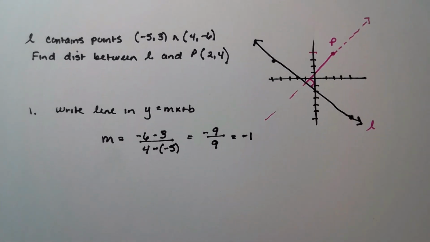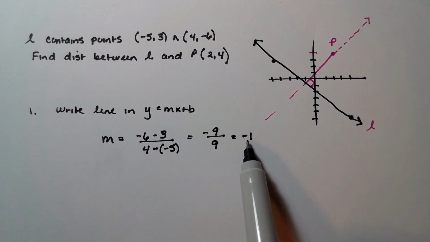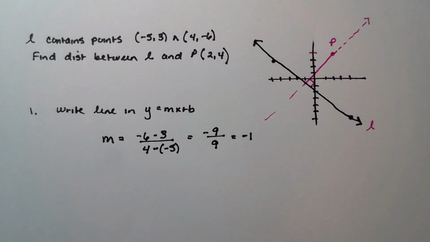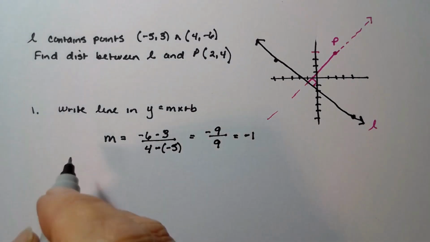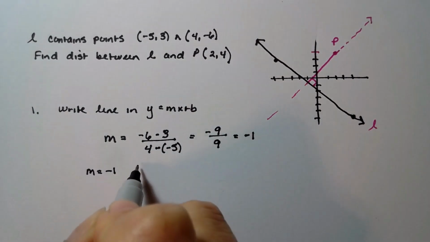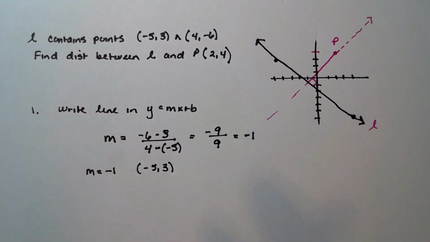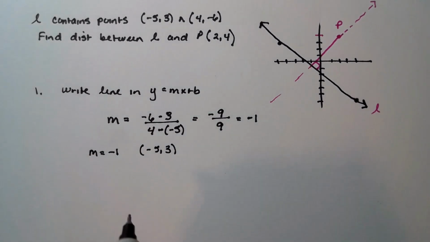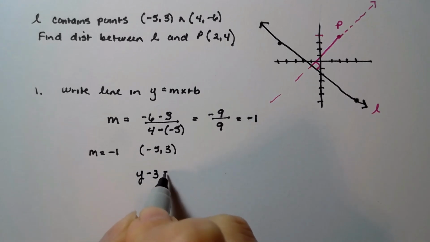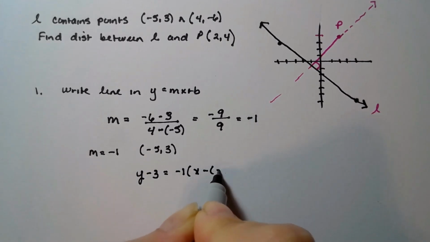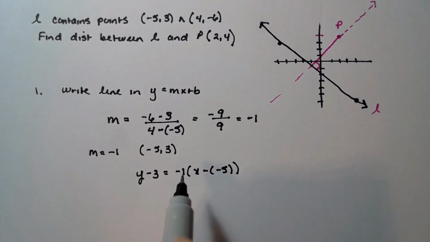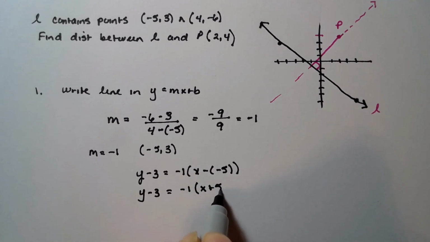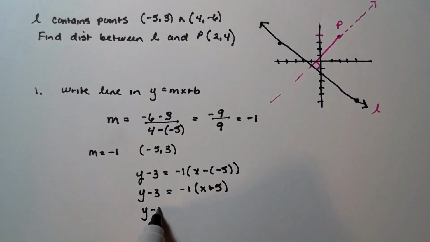Now I have to write the equation of this line, so I'm going to use this slope and either one of those points to write my equation. So I'm going to use m equals -1, and I'll use the point -5, 3. And we're going to put that into the point-slope equation of a line, right? So y minus 3 is equal to -1 times x minus a -5. And if I clean this up, I'm going to have y minus 3 is equal to -1 times x plus 5. Now I'll distribute. y minus 3 is -x minus 5. Don't forget to distribute to both terms.